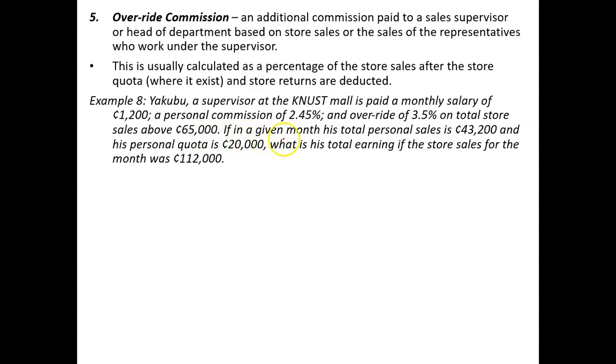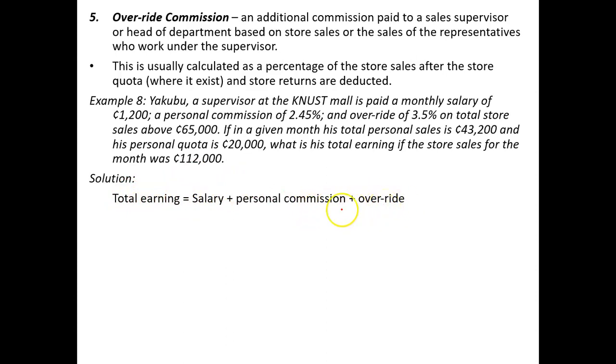Now if in a given month his total personal sales is 43,200 and his total quota is 20,000, find his total earning if the store sales for the month was 112,006. Please read a question fully before you jump into answering it. I always say this. His total earning should be his salary plus his personal commission plus the override that they will be paying him.